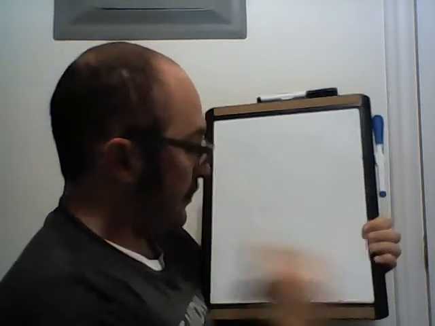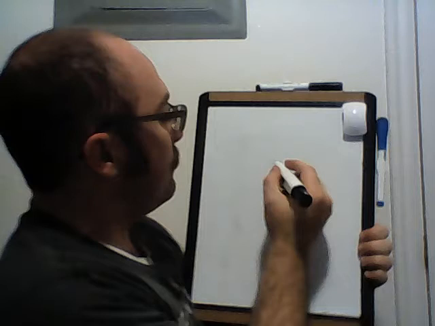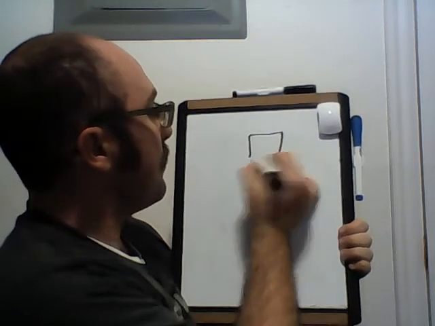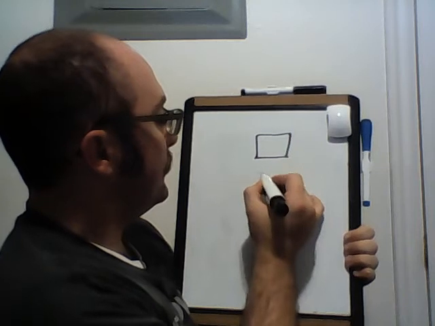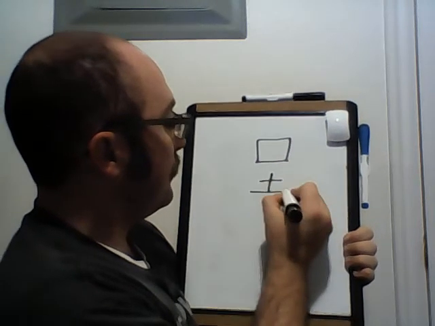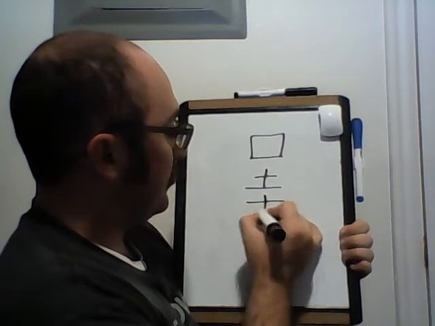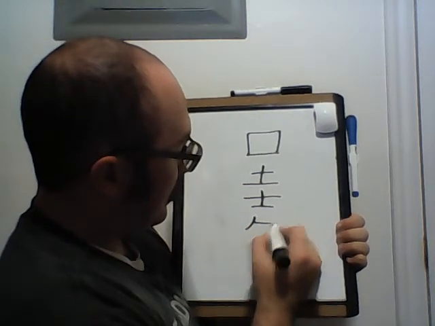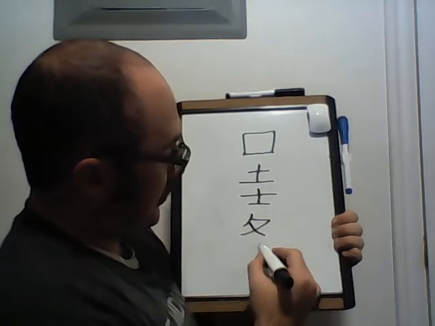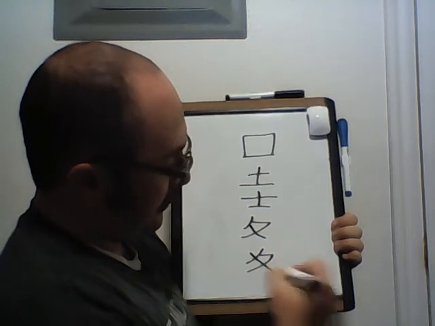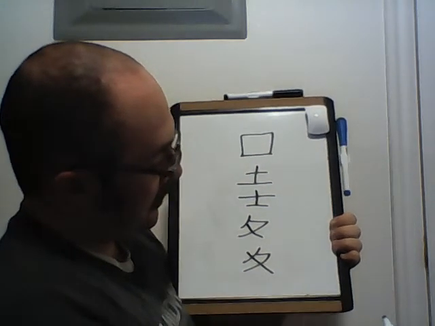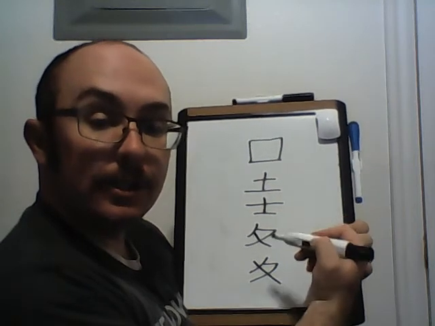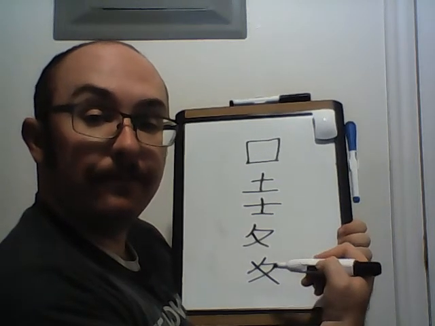So, quick review of the 5 radicals from this video. We had wei, tu, shi, zhi, and sui. Wei, tu, shi, zhi, sui.